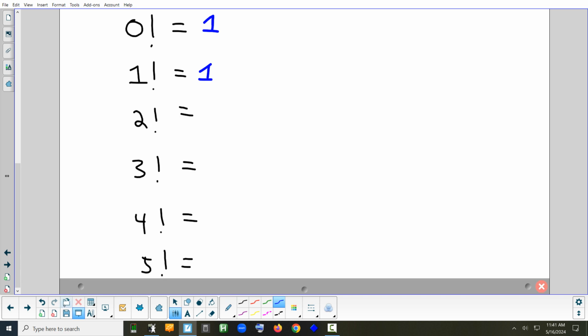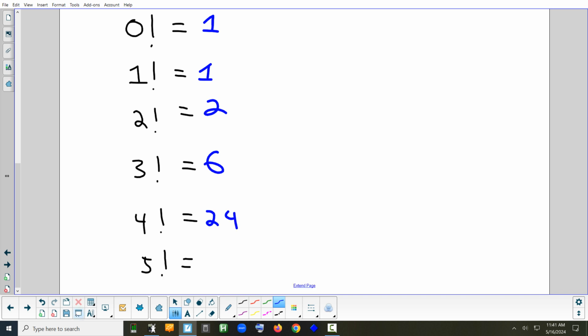What's the product of every number from 1 to 2? 2. How about every number from 1 to 3? 6. Every number from 1 to 4? 24. And how about the product of every number from 1 to 5? 120. Yep. So any question on the idea of how to calculate a factorial?